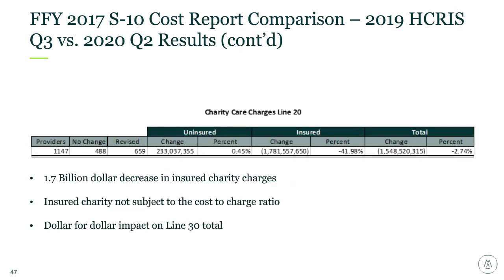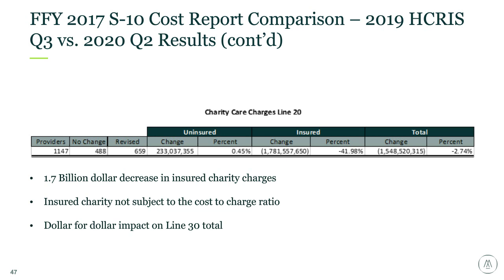If we dig a little deeper into what made up that $1.9 billion change, here we're showing the change in line 20 charity care charges, and you can see that 659 had updated charity totals. The biggest change I'd like to note is the change in the insured charity. That decreased by over $1.7 billion, which equates to about a 42% decrease.